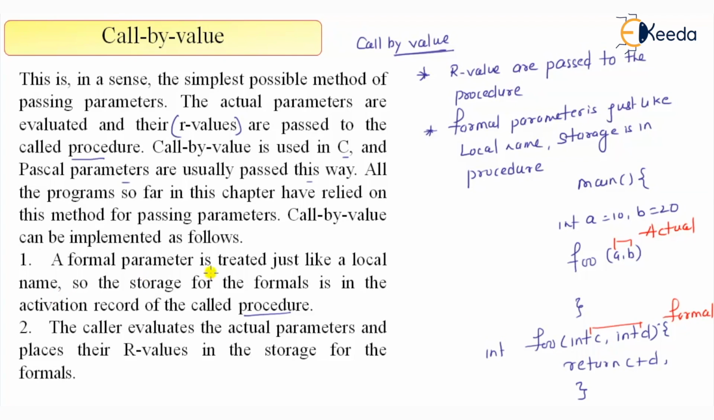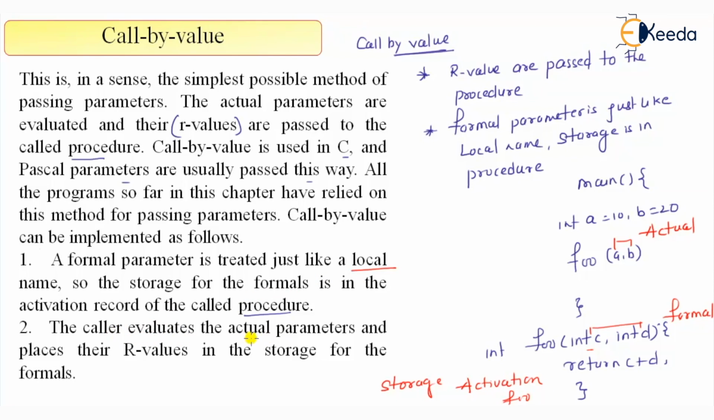It is saying that a formal parameter is treated just like a local name for the storage. These formal parameters will be stored in the activation record of the foo function. So that will be stored over there.